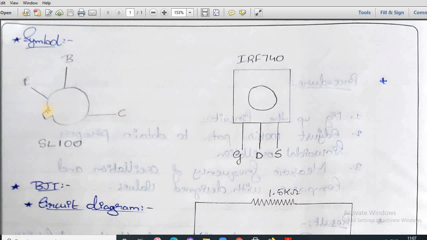You can look over here, we have used an SL100 transistor, and when you look at the transistor there will be a notch. The terminal which is closest to the notch is the emitter, the one which is closest to the emitter is the base, and the one which is far away from the notch is the collector terminal.